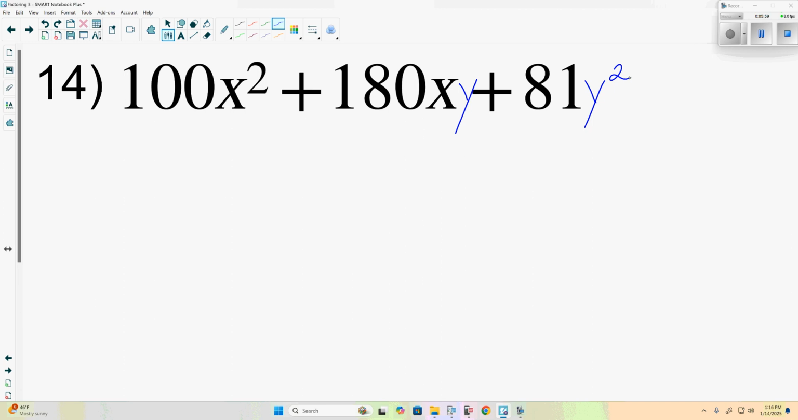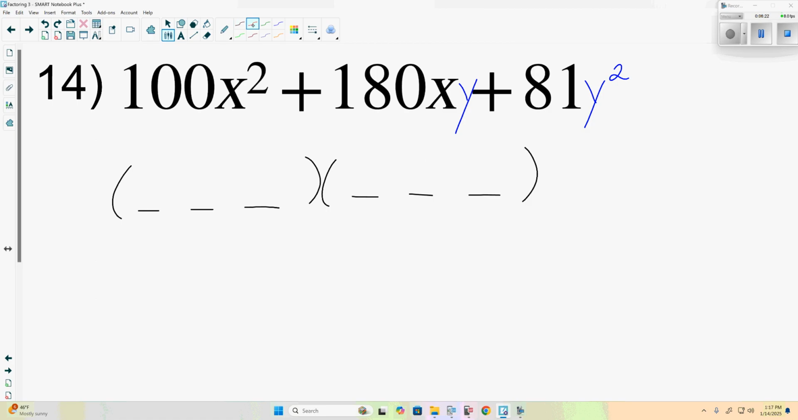This is easy. So this actually doesn't change anything. First thing we look for is the greatest common factor between 100, 180, and 81. And there's not one. So we'll move on to our two sets of parentheses with three spaces.